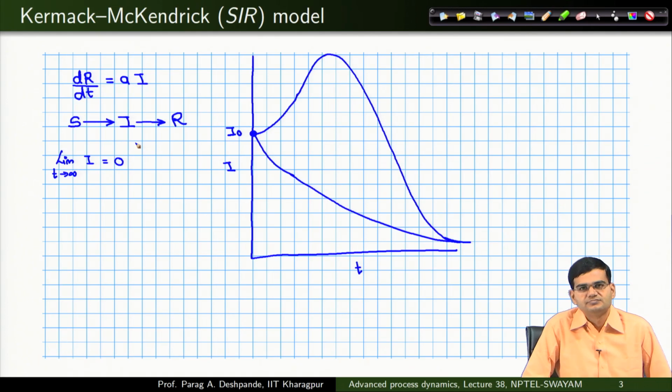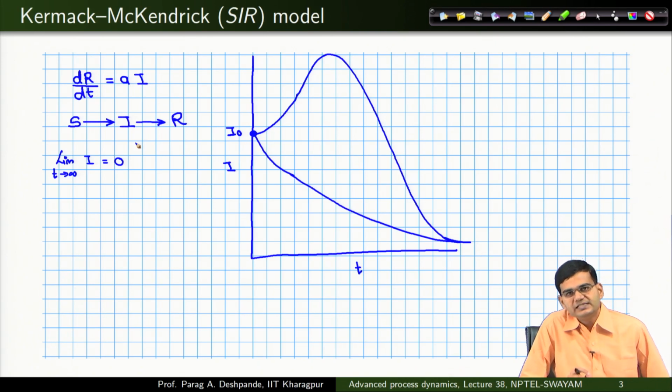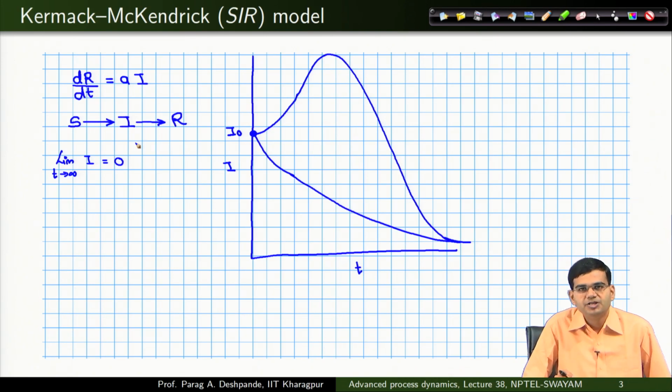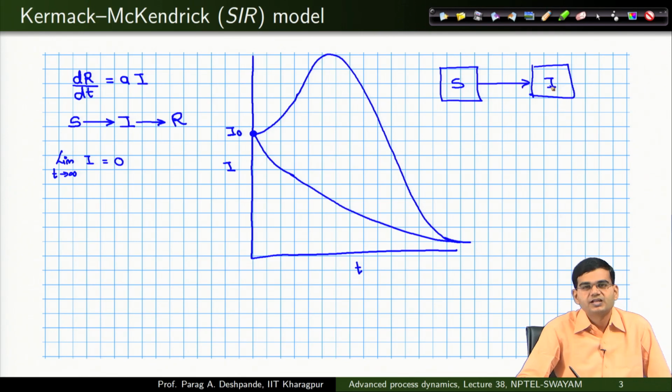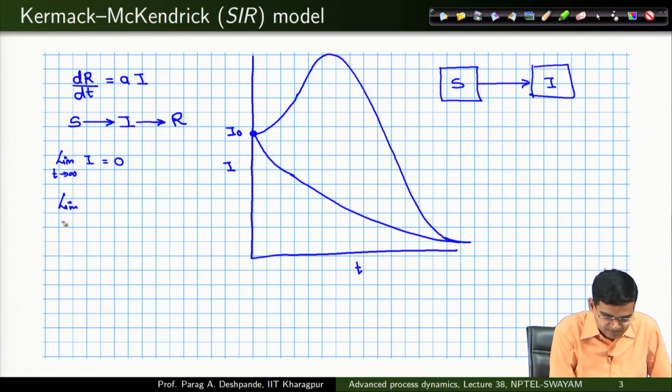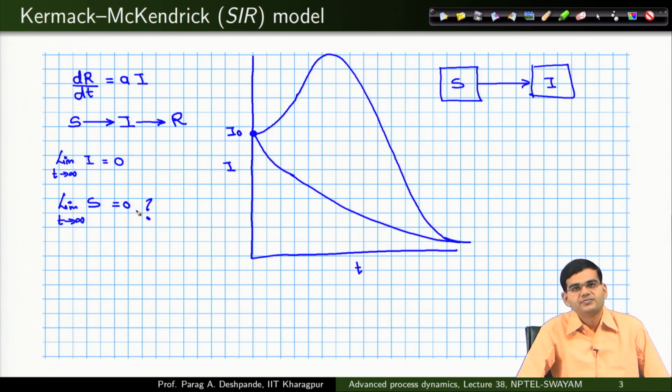What about S? Okay. Is it guaranteed that every single person in the population will become infected? So, therefore, when you have a compartment S, and from this compartment you go to I, the fate of I is that it must go to 0, but what about S? Will it always go to 0? So, limit t tends to infinity, S, is it equal to 0? This is the question. Okay.